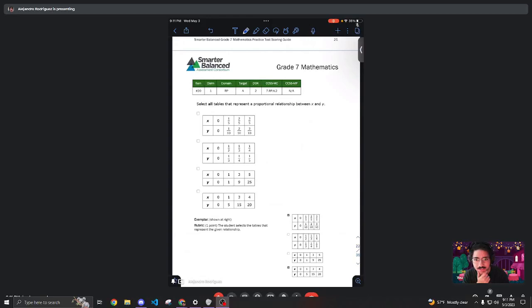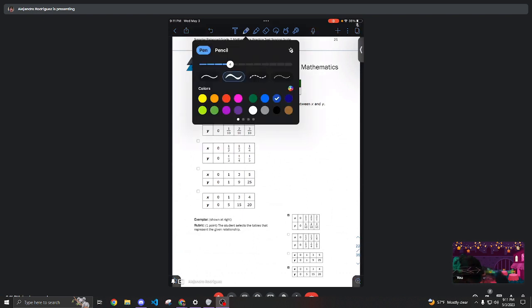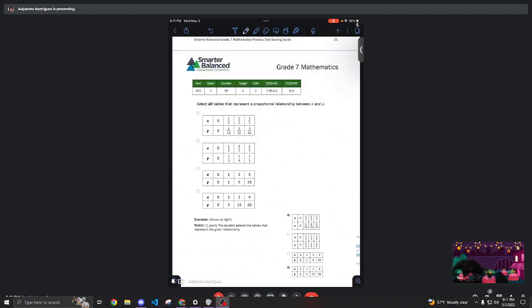All right, moving on to the next question, which is question 20. It says, select all tables that represent a proportional relationship between x and y. So this is asking to determine a proportional relationship from a table.